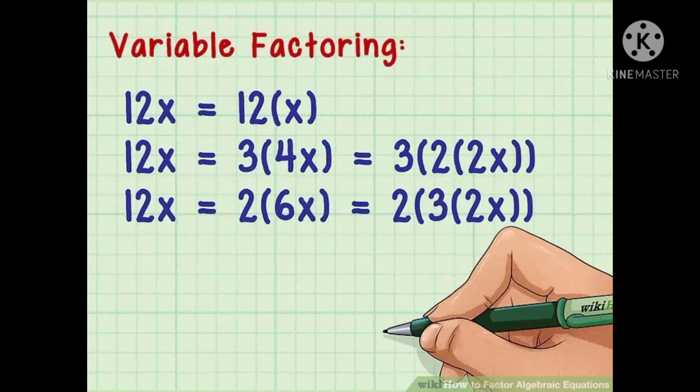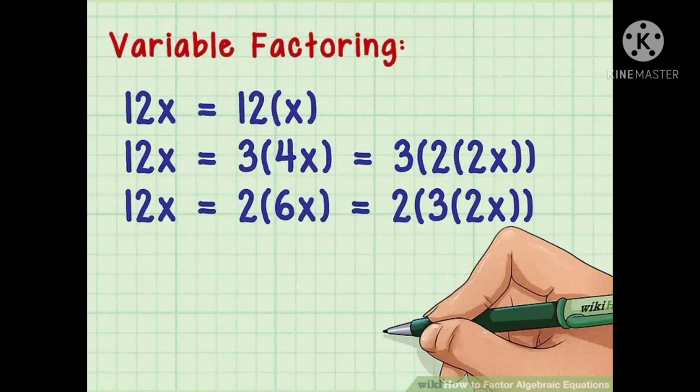For example, the variable expression 12x can be written as a product of a factor of 12 and x. We can write 12x as 3 times 4x or 2 times 6x, etc. Using whichever factors of 12 are the best for our purpose.